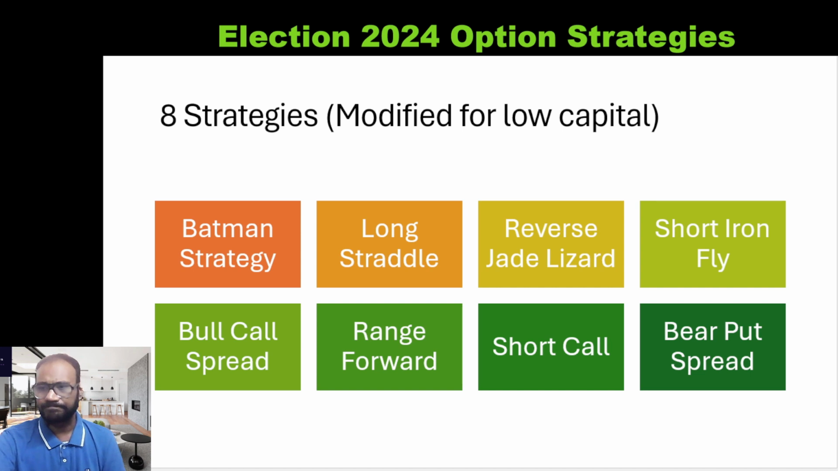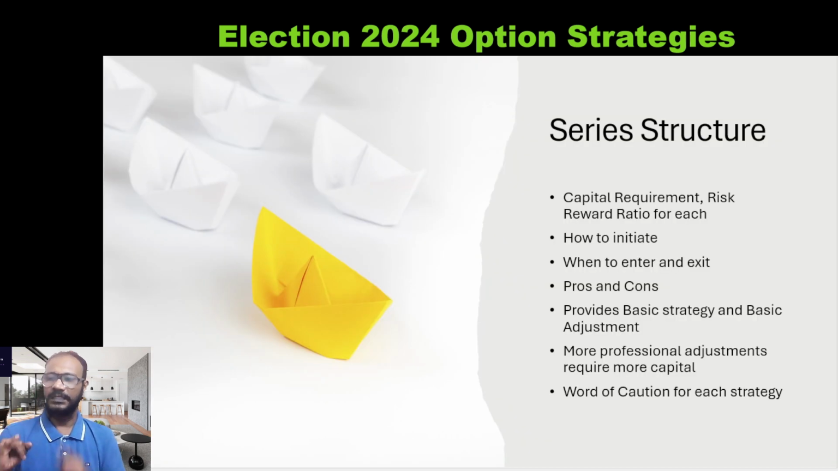Next part is how each of these strategies will be dealt with. The next video that I'm going to make will be on long straddle. If I'm making this long straddle video, how will it be structured? It will talk about what the capital required is, what the risk reward ratio is, how to initiate it, when to enter and when to exit, what the pros and cons of this strategy are, and then it is going to give you the basic strategy, like what all the legs are, what the edges will be, and what conditions you need to follow to initiate the basic strategy.